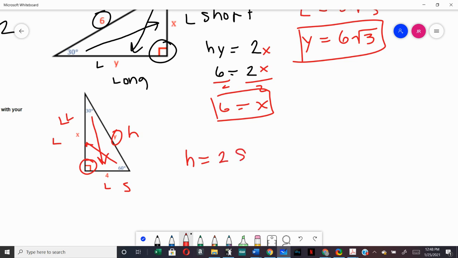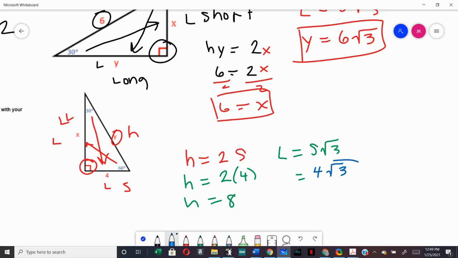We just went over that in the last problem. So my hypotenuse here will be 2 times 4. So my hypotenuse is going to equal 8. Okay, I know the hypotenuse now, and I know the short leg. So what's the long leg? The long leg is the short leg times the square root of 3. So that's real simple too. I'm just going to substitute what I know. The short leg is 4. And look at that, we're done.